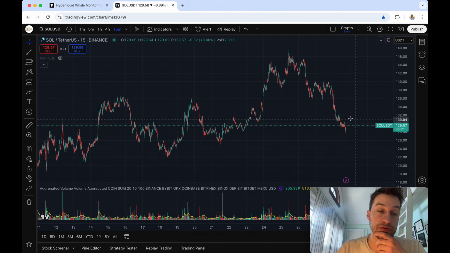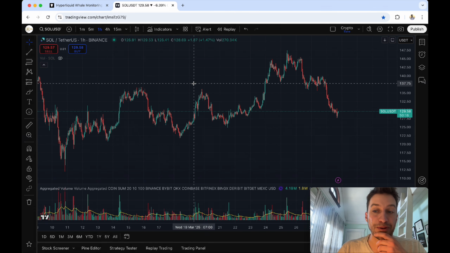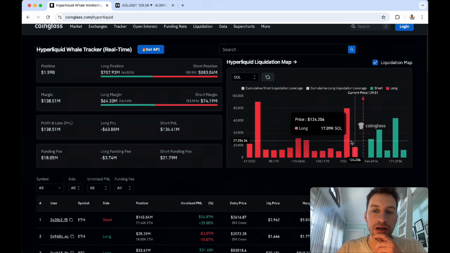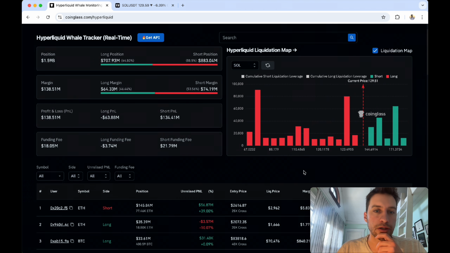So if Solana drops a little bit more, I'm going to go in the 1 hour for you guys. If Solana drops a little bit more, it's going to liquidate a lot of people on DeFi. That is interesting. So right here, you can see that 123.5 is the level. Yeah. So if we get there, there's going to be a lot of carnage.